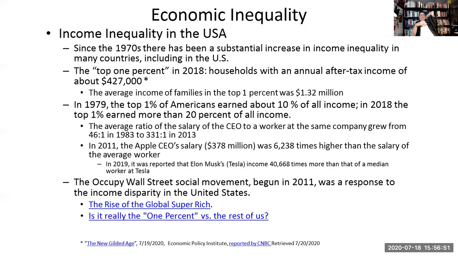In 1983, that ratio was 46-1. In a study that was done in 2013, it was 330-1. In 2011, the CEO of Apple made 6,000 times the salary of the average worker. But the grand prize goes to Elon Musk of Tesla. Just recently, in 2019, it was reported his income is about 41,000 times that of a median worker at his company. That's a big gap.